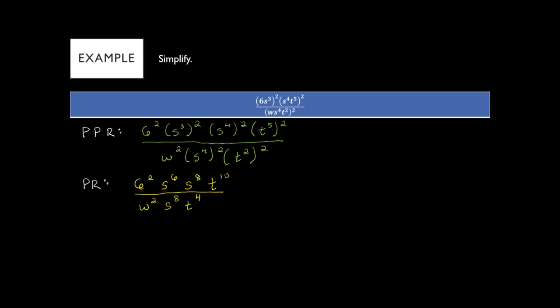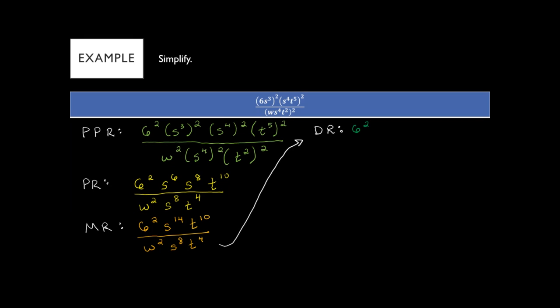Now on top, I have 2 things with s's, so I can use the multiplication rule to combine those, which means you add the exponents. So we've got 6 squared, and then when I add 6 plus 8, that's 14. And then t to the 10 is the same. Denominator is unchanged. Now I have this fraction, and to simplify it, because we have the same variables on the top and the bottom, we're going to use the division rule where you subtract the exponents.